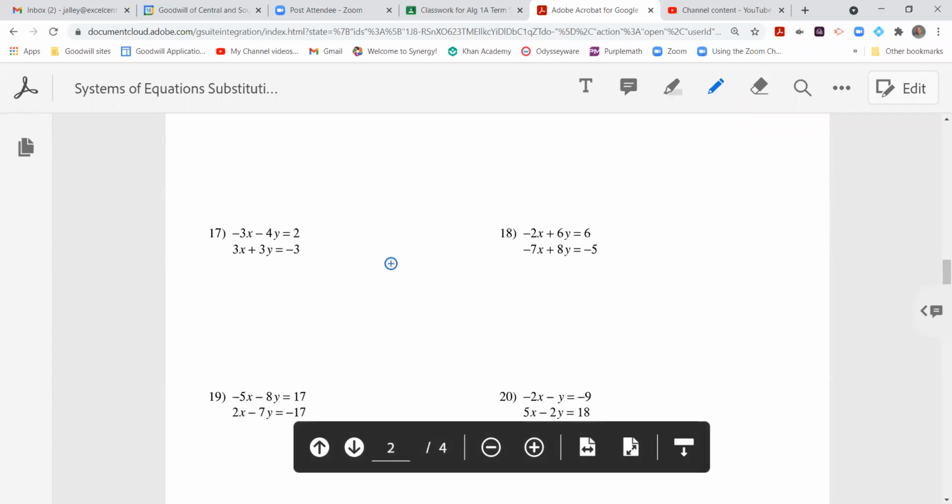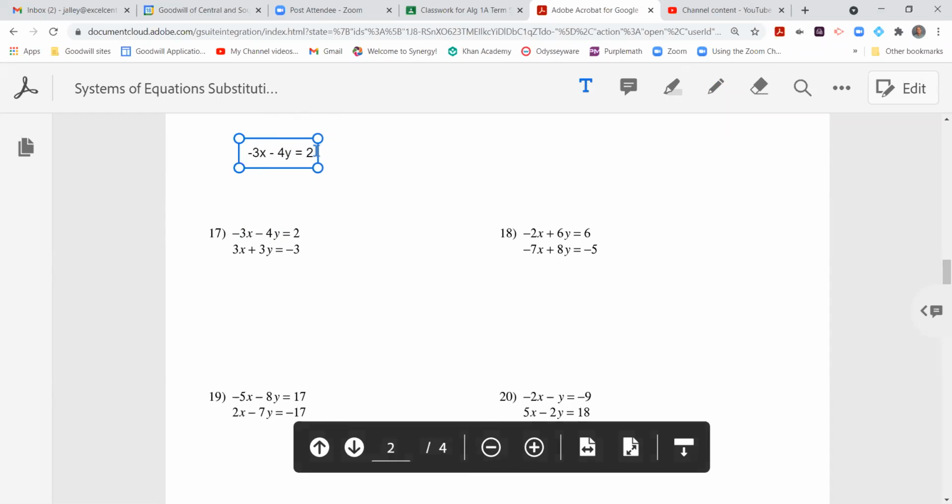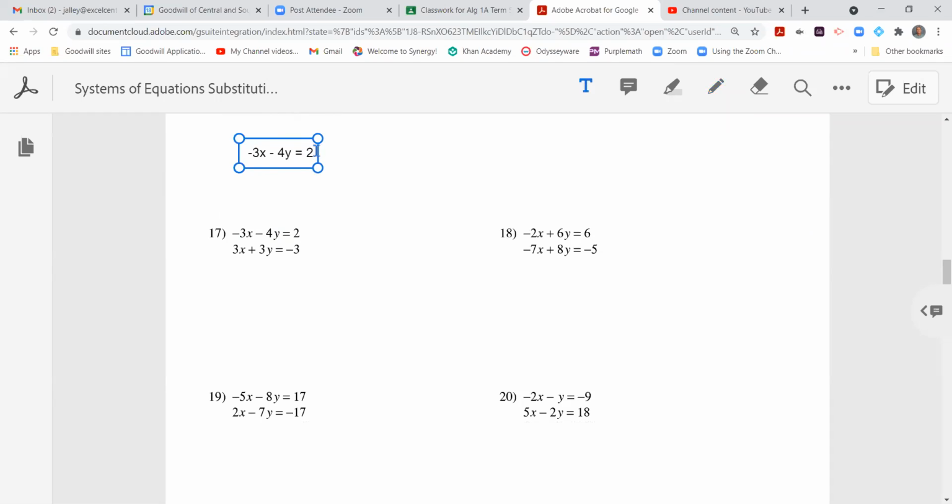Because think about what you have to do. If I'm going to take this first equation in number 17, -3x minus 4y equals 2, if I'm going to create something just to be able to say, okay, now I have an expression, let's solve it for y. I'll put it in slope-intercept form. If that's all I'm trying to do, I'm going to have to add 3x to both sides.